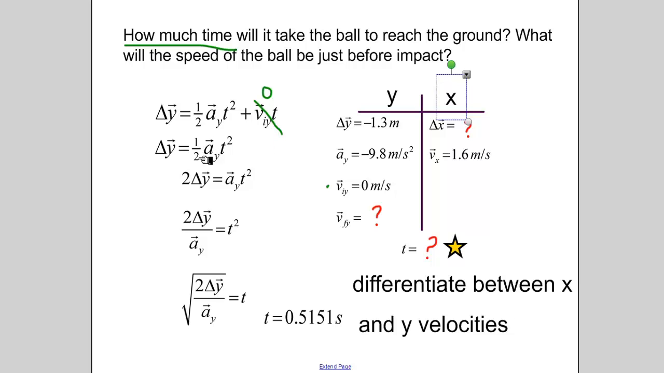We do a little bit of algebra to solve for t, plug in our numbers. Go ahead and check yourself to make sure you're not making any careless errors, but you get a time of 0.5151 seconds with a little bit of rounding. So that solves the first part of the problem.